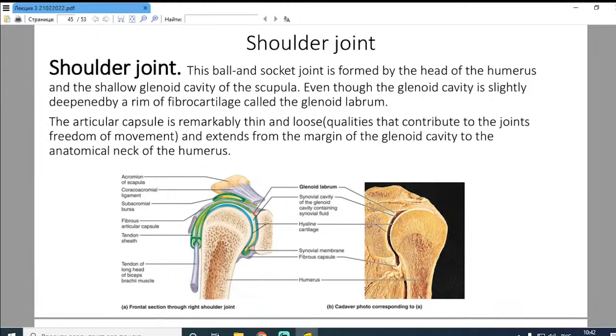The articular capsule is remarkably thin and loose, qualities that contribute to the joint's freedom of movement, and extends from the margin of the glenoid cavity to the anatomical neck of the humerus.